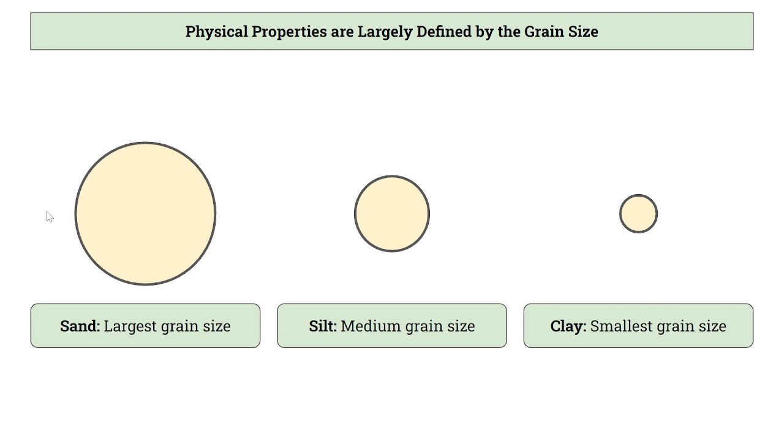The largest soil grain size, which is anything less than 2 millimeters, is considered sand. So think about sand that you have at the beach in your hand. You can feel the individual grains when you run it through your fingers. It's relatively large. Next, you have silt.